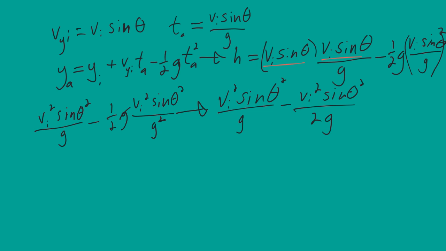Now, since this whole thing and these are the same, and I just have that 2, I just have to subtract half that value. So that means I am left with a height equal to vi squared sine of theta squared over 2g. This is our final answer for the vertical height.